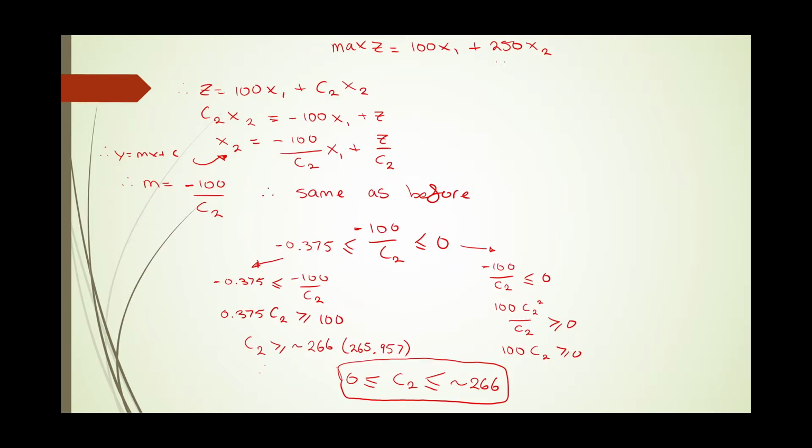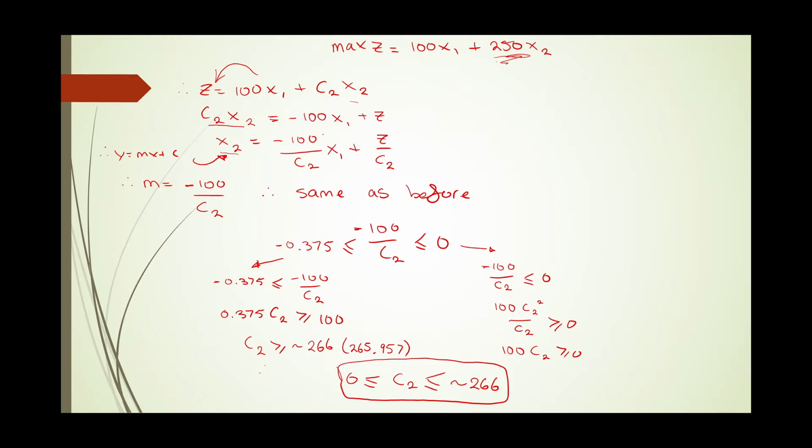So doing the same thing for the coefficient in front of x2, we'll put a c2 in place of the 250, and we'll do the same thing, taking this 100 over to this side, making it negative, having c2 times x2 on this side, dividing both sides by x2, and then having x2 on its own.